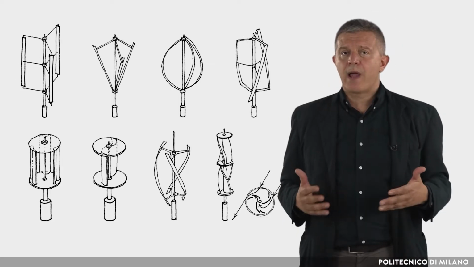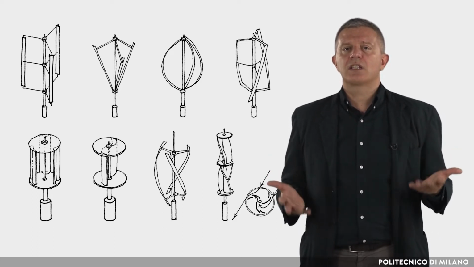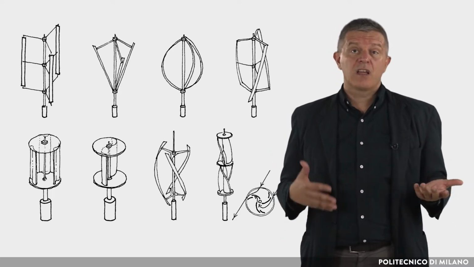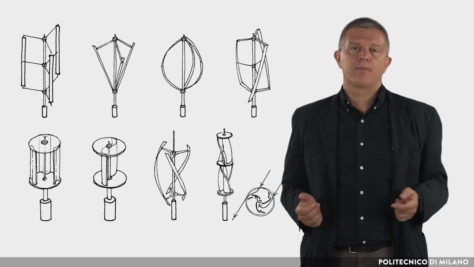Vertical axis wind turbines can have different configuration and shape and do not need a system to follow the variable wind direction. For this reason, they are generally very robust and durable, since they are mechanically simpler.